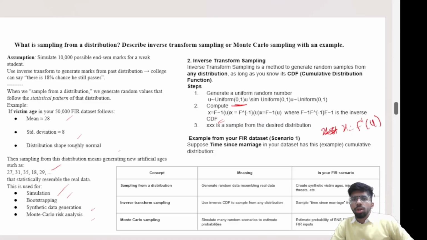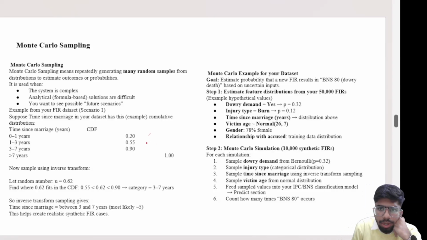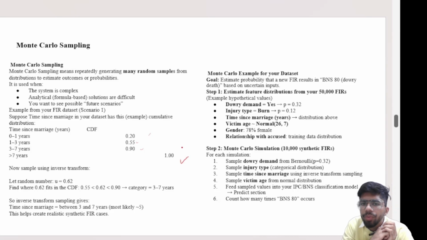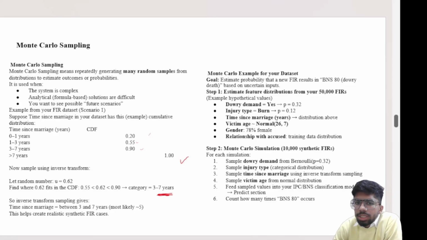So on the slide, I've shown the cumulative distribution of time since marriage. 0 to 1 years is 0.20, 1 to 3 years is 0.55, 3 to 7 years is 1. If U equals 0.62, we find where it fits. 0.55 is less than 0.62, which is less than 0.90. The category we get is 3 to 7 years. So the sampled time since marriage is around 5 years. This creates realistic synthetic FIR profiles.